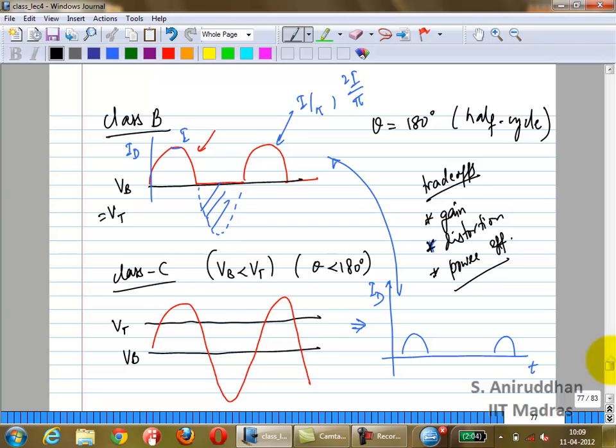In the case of class C, your conduction angle is even less than 180 degrees. Okay, which means it doesn't even conduct for half the cycle, it conducts maybe for a very small portion of the cycle. One of the reasons why we move on to these kinds of conduction angles is because there is a certain trade-off in these cases between gain, distortion and power efficiency. We are going to look at that over the next few classes.